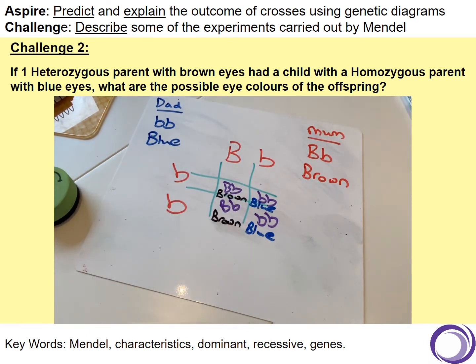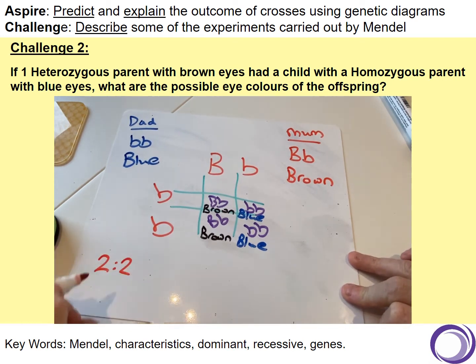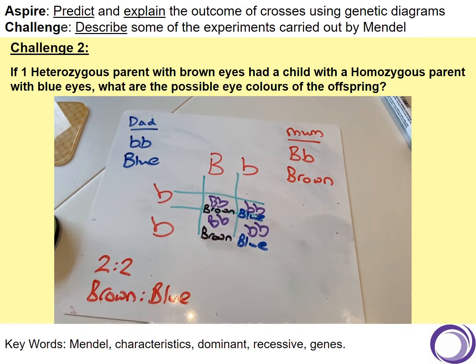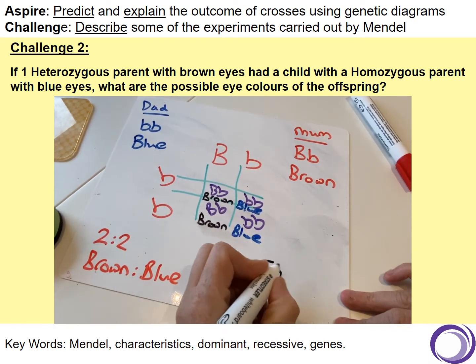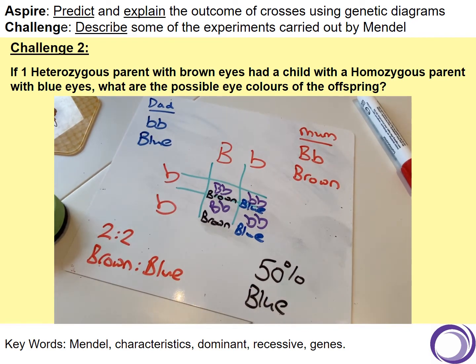So the possible offspring colours which you're asked are brown or blue. The ratio of brown to blue, you could put as 2 to 2. If you were asked for the chances of brown, you could say 2/4, or the chances of blue is 2/4. But again, I stress how easy it becomes if you use percentages. So in this example, 50% of the offspring would be blue, or 50% would be brown-eyed.